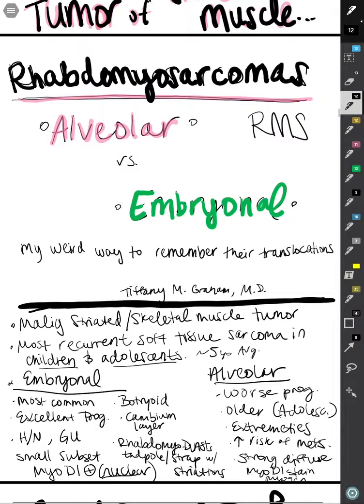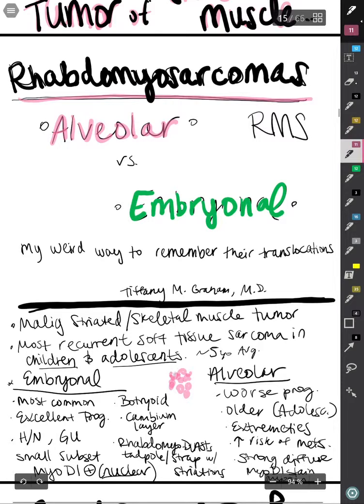Embryonal is, like I mentioned before, the most common. It has an excellent prognosis, tends to be in the head and neck or GU area. If you hear the term botryoid, it kind of refers to a grape-like cluster. So here's botryoid, looks like grapes, and they'll commonly say there's a grape-like mass that's protruding from, or in, the vagina or something. Just think of this if they say that.